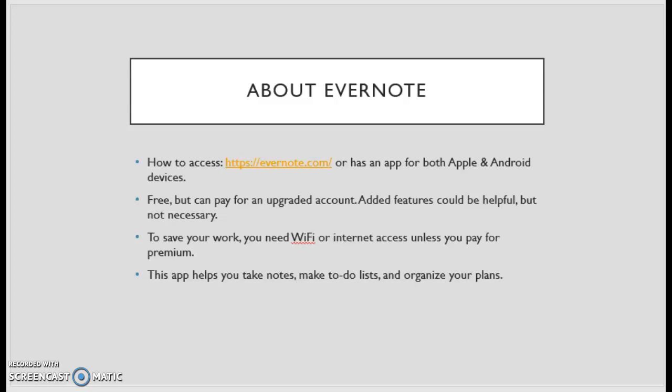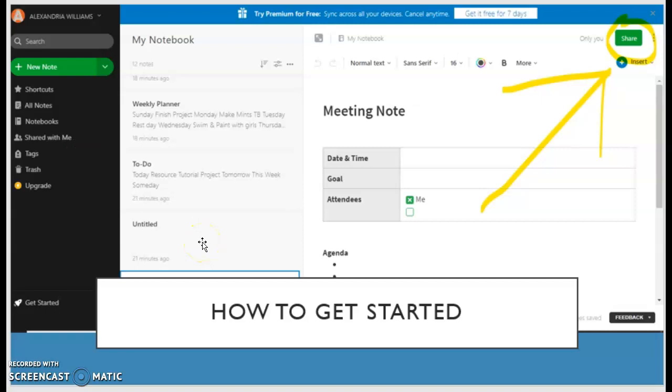This app, for the most part, what it does is it helps you take notes, make to-do lists, and you can organize your plans, all of that fun stuff. So, to get started, you can go to evernote.com, which is where I went. I didn't try it out on my phone, but I did mess around on their website a little bit.